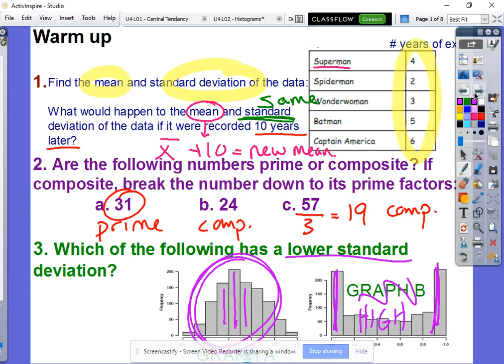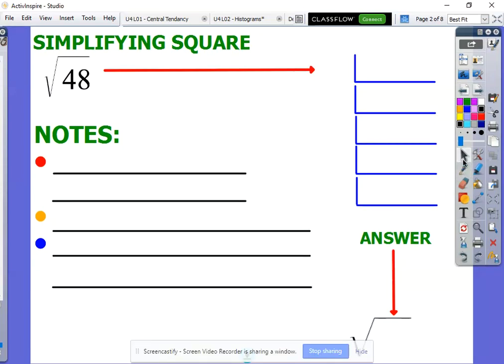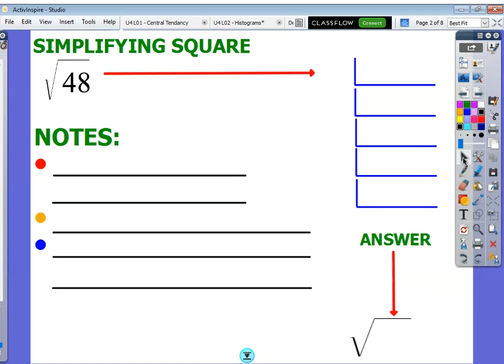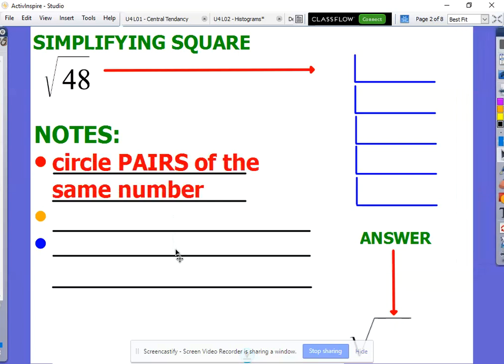All right, so today's notes. Today we're actually going to be looking at how we simplify a radical. So we talked about this a little bit last semester if you were with me. But if not, simplifying a radical, we're going to use something called the ladder method. And I'm going to kind of reveal some steps here step by step. So go ahead and write these in for me real quick.